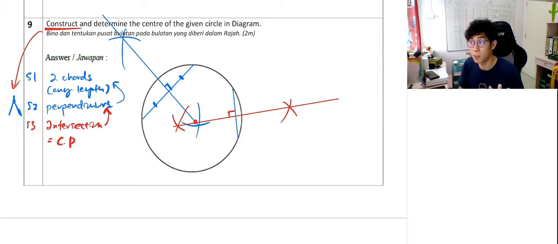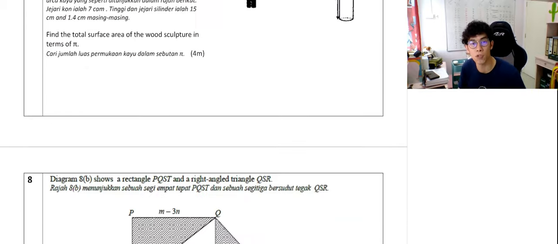So that will be question number 9. You can do it yourself using compass, not now. I'm gonna move back to the question.